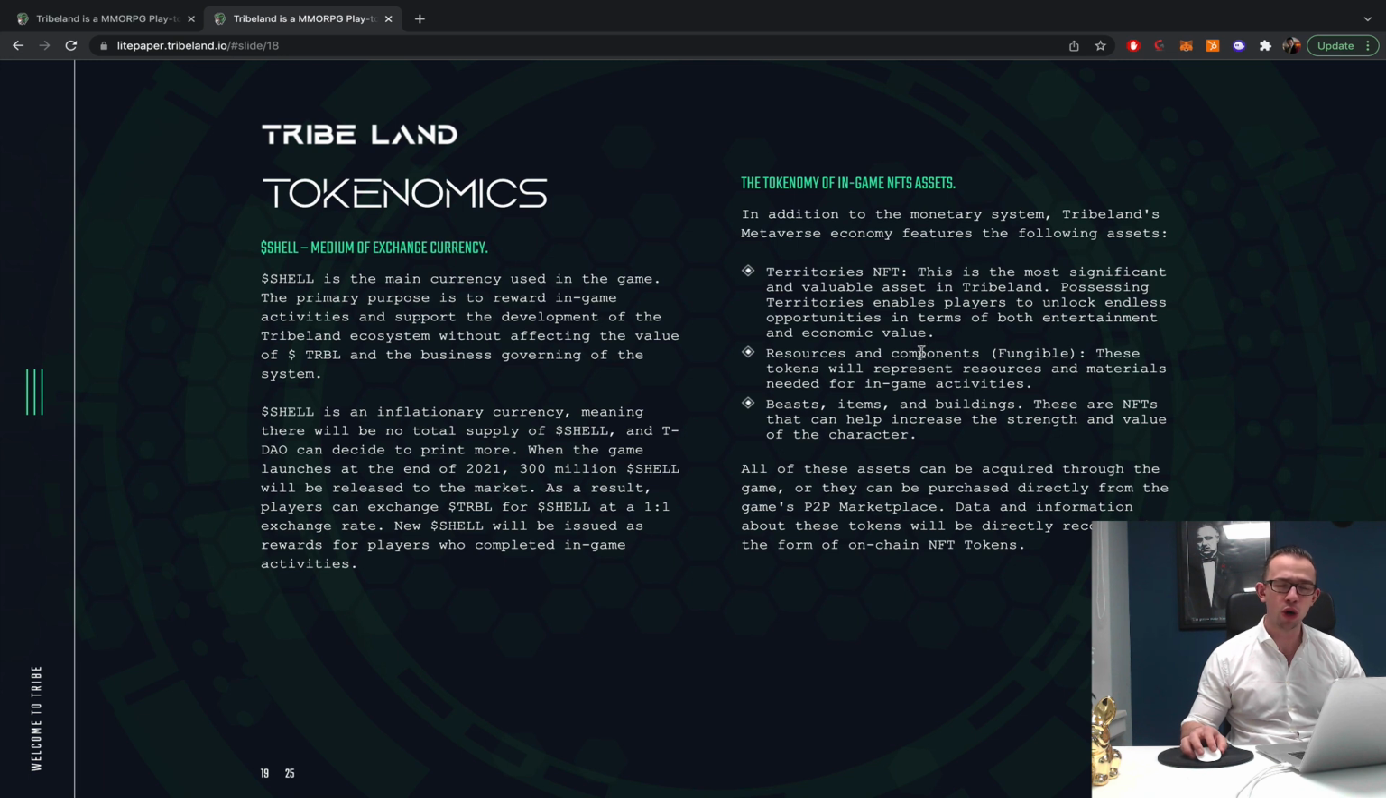Is something I wonder. Resources and components, fungible. These tokens will represent the resources and materials needed for in-game activities.